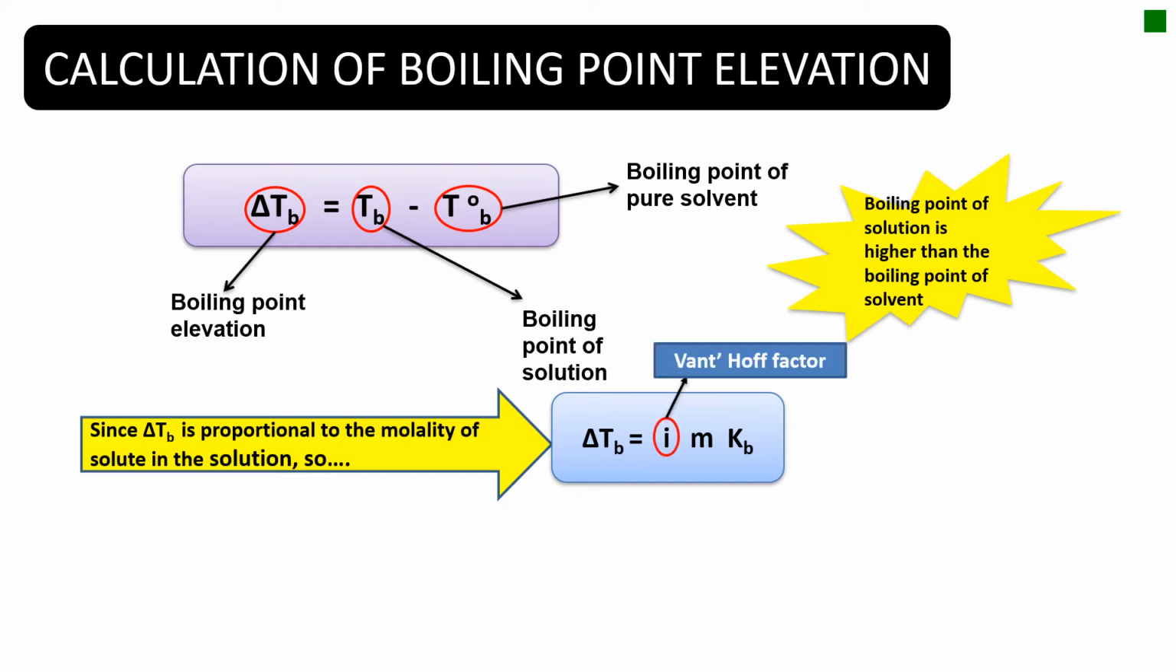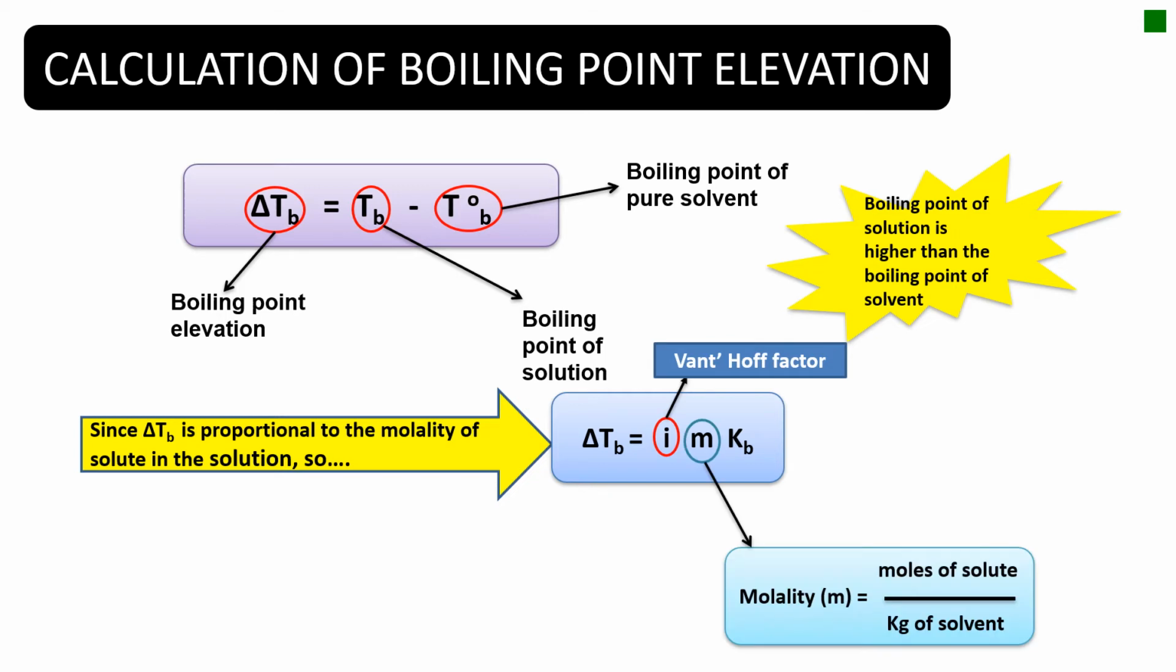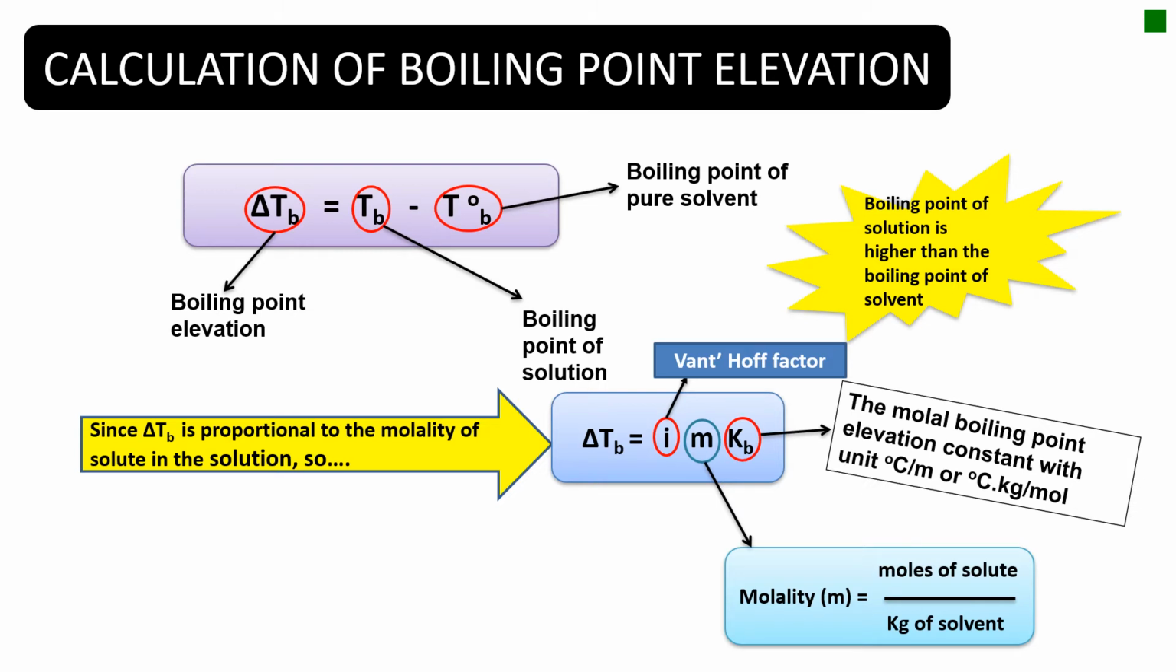What is i? i is the Van 't Hoff factor that I will explain later. Then m, small m, this is the molality, which is different from molar concentration. This is given by the number of moles of the solute per kilogram of the solvent. That's the mass of the solvent expressed in kilograms. That's how it is calculated. Then Kb is the molal boiling point elevation constant, which is a constant of proportionality that depends on the type of the solvent that you are dealing with.